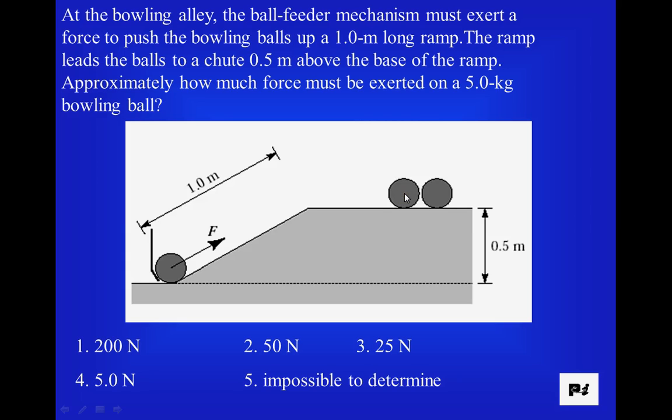And we're giving that ball 25 joules of energy over a distance of 1 meter. Work equals force times distance. So in order to do that 25 joules of work over a distance of 1 meter, we must have a force that is about 25 newtons. Answer 3 is 25 newtons here.